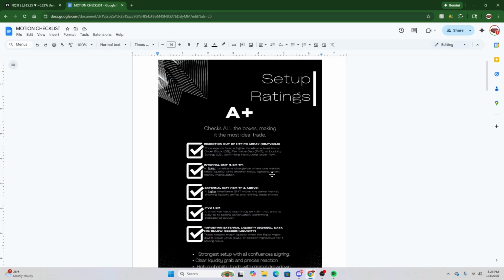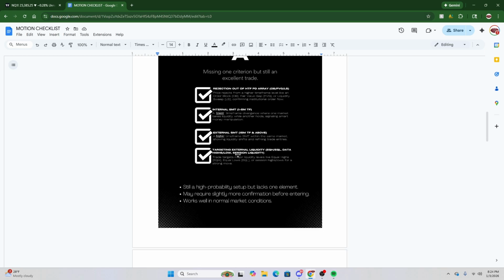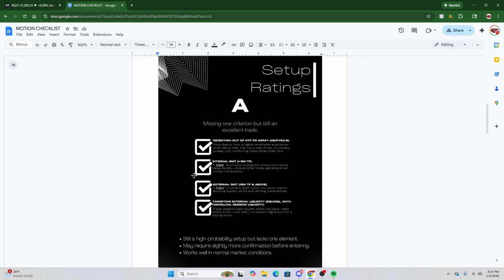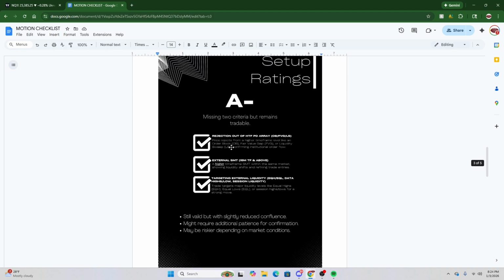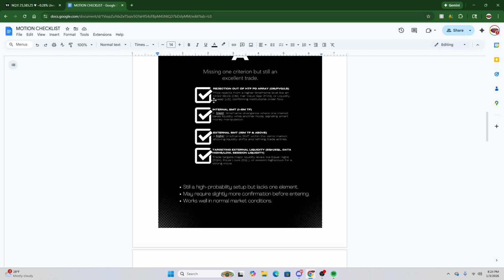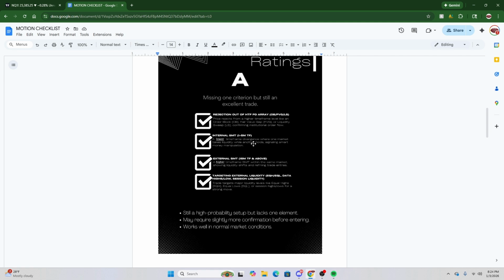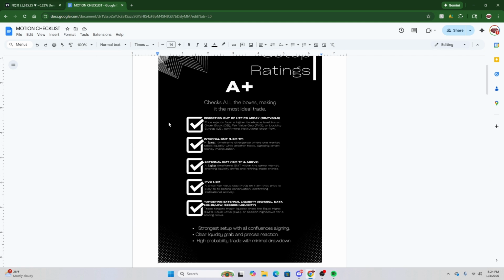So first, when you're starting out with my model, please follow this setup rating and try to get A+ or A. A being the same thing, just without, well, this is kind of incorrect. I would take out the internal SMT and replace it with an IFVG. A- being just rejection, external SMT, targeting external. But you want to see typically at least these things and an inverse, or if you had to take out one, it would be an internal SMT. But yeah, so that's the checklist.